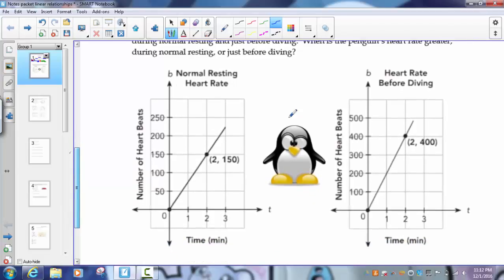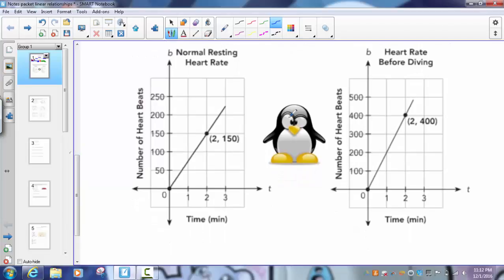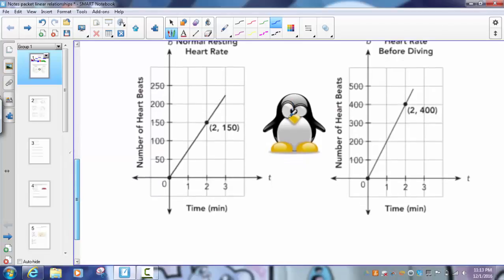Okay, so let's take a look at the different rates here. So here I have a graph for normal heart rate, beats, and then this is time again, and then this is a heart rate right before diving, the number of heartbeats over so many minutes. Okay, so let's use the slope formula to calculate the rate here. Now in order to use the slope formula, I need 2 points on the line. This one is already labeled for me, 2, 150. I have to pick another point, and I want to pick a point that's easy to see. So right here, I have 0, 0. That's another point on the line. So I'm going to use these 2 points to help me, okay?